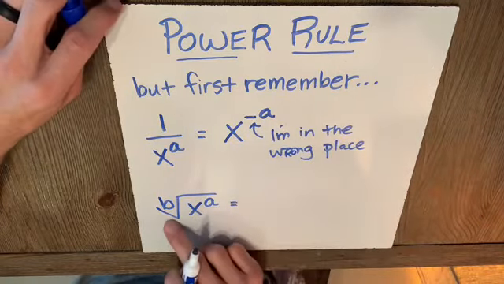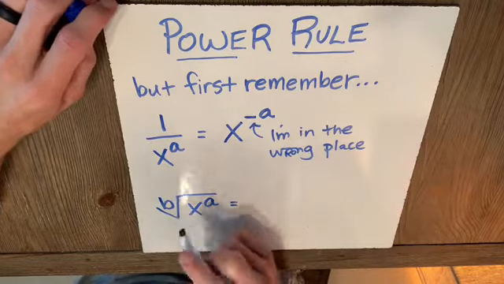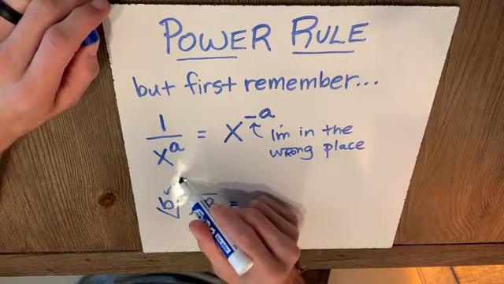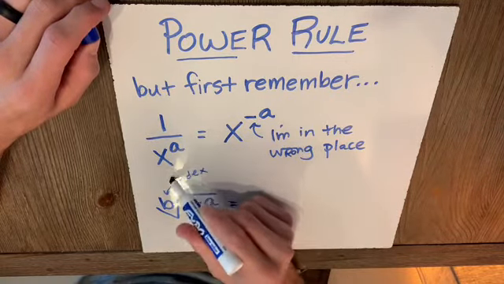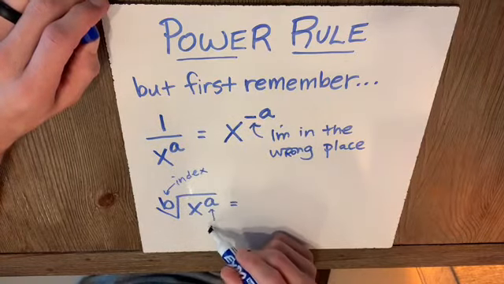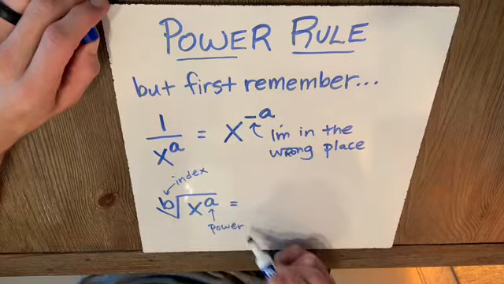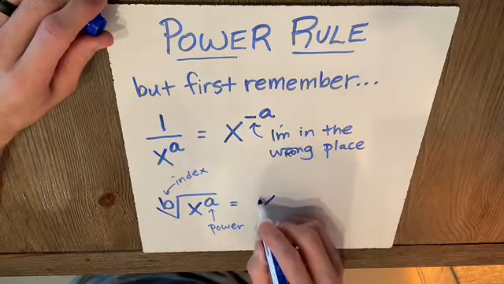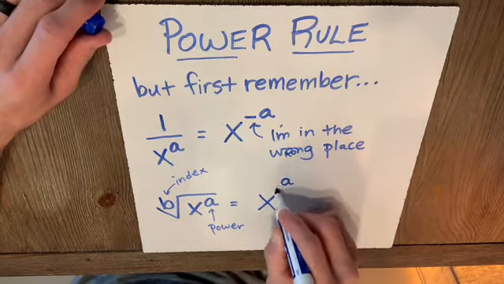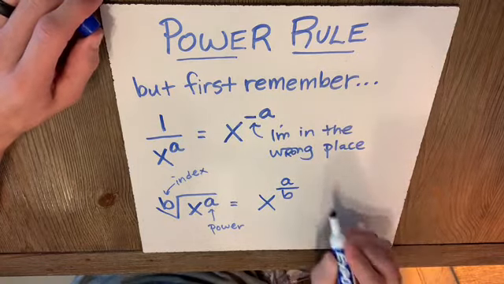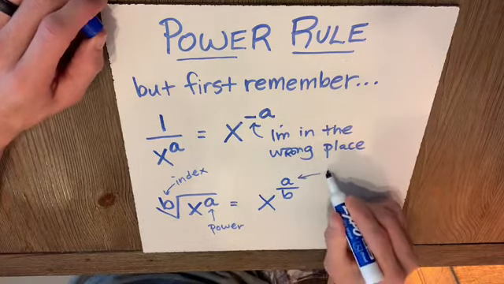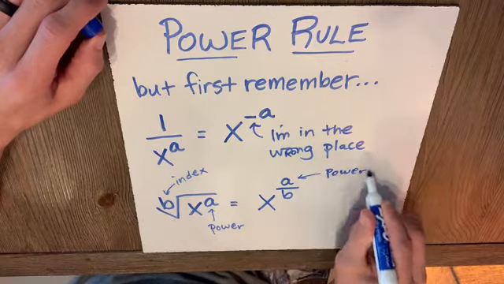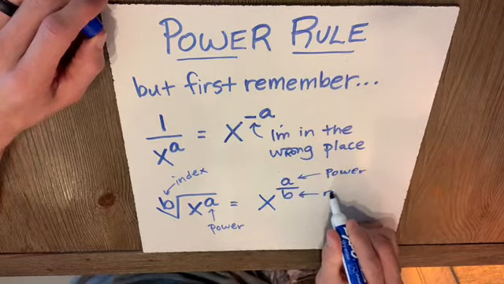If we have the radical sign, we call this here the index. And here, this is our power or our exponent. Well, if we're going to write these with fractional exponents, we'll say x to the power divided by index, or power over root. So remember, this is the power, and this is the root.